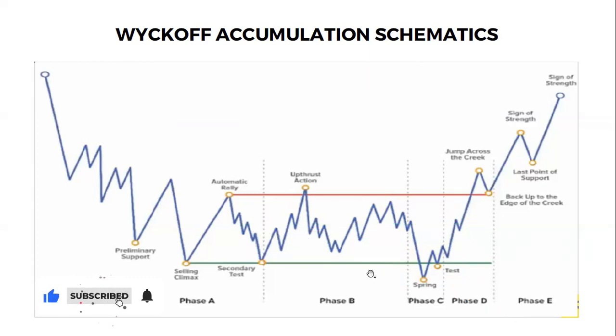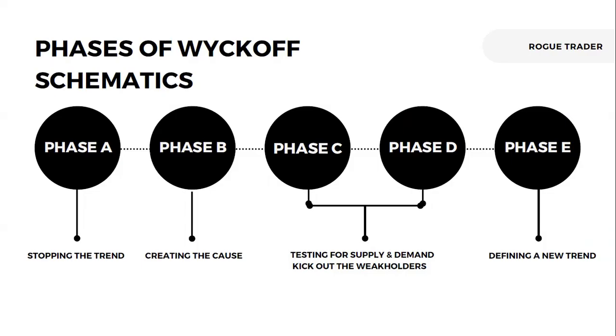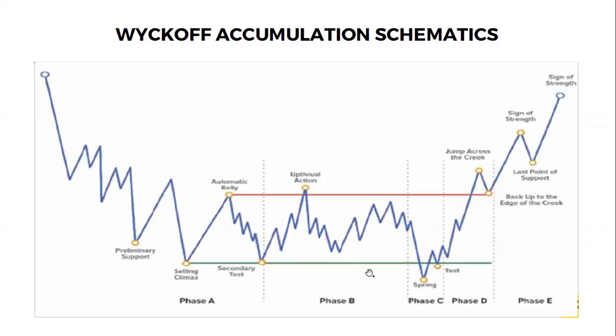So what they're going to do, they're going to wait, they're going to absorb more and more orders so that they can push the markets towards higher highs to make profits right here, right? So that's phase B right here, which is described as creating the cause. They're going to observe right here. After phase A, the secondary test is completed. It tested the selling climax. They checked whether there are no sellers right here. Again, buyers entered, and market pushed towards the automatic rally, right?